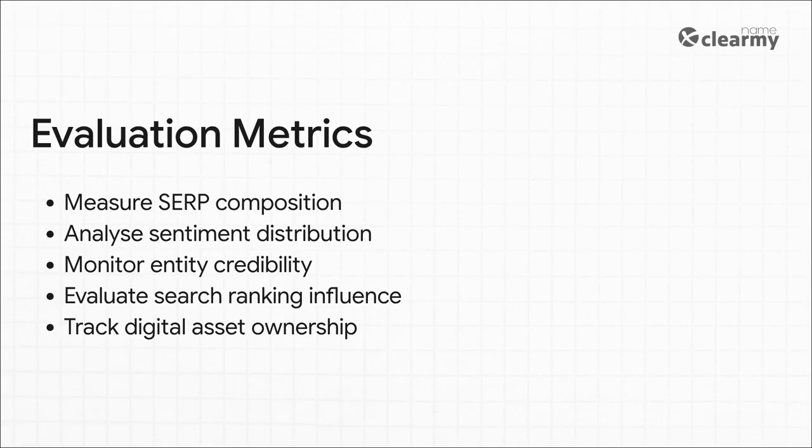To truly run a data-driven strategy, you've got to rigorously evaluate specific metrics. You need to measure your SERP composition and analyze that sentiment distribution we just talked about. You have to continuously monitor entity credibility through mentions, evaluate your search ranking influence, and track your asset ownership. Because search algorithms are constantly evolving, effective protection is pretty much impossible without this objective measurement framework in place.